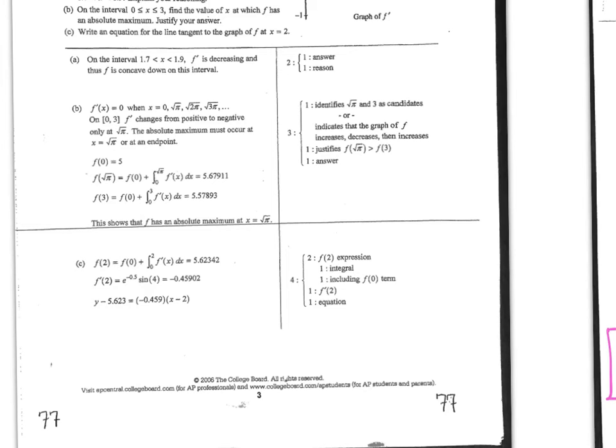So part B, you get 1 point for identifying radical pi and 3 as your candidates. So we have f prime of x equals 0 at all those values, and it changes from positive to negative only at radical pi. So remember how we talked about that? Therefore, we know our absolute maximum must occur at that radical pi or our endpoints because of EVT. So remember, if you have a continuous function, EVT guarantees there will be an absolute maximum and minimum on a closed interval. And that's why we have to test our endpoints, okay?